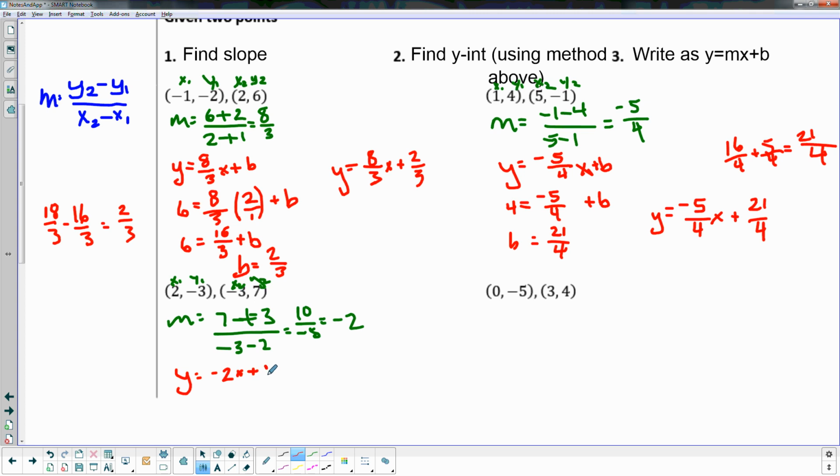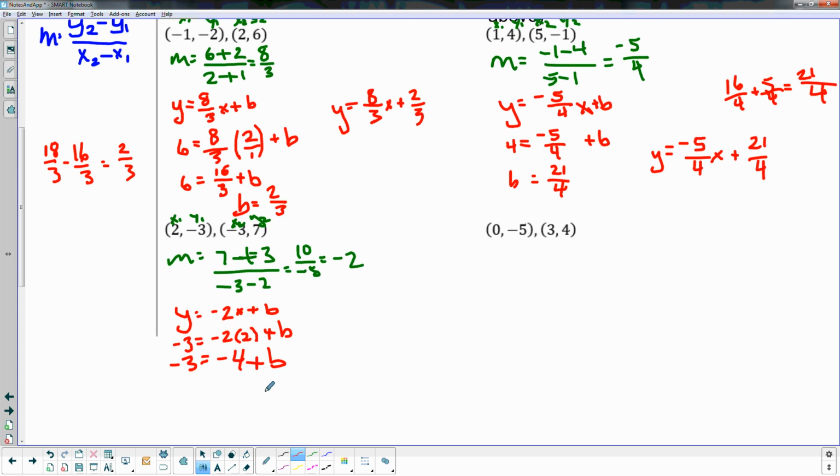-2x plus b. And I'll pick a point. Maybe we'll pick the first point. There is a negative in there, but the numbers are a little bit smaller, and that makes life okay. So let's go -3 equals -2 times 2 plus b. And -2 times 2 is -4 plus b. And we add 4 to both sides, which gives us a b of 1. That one worked out real nice. So -2x plus 1.